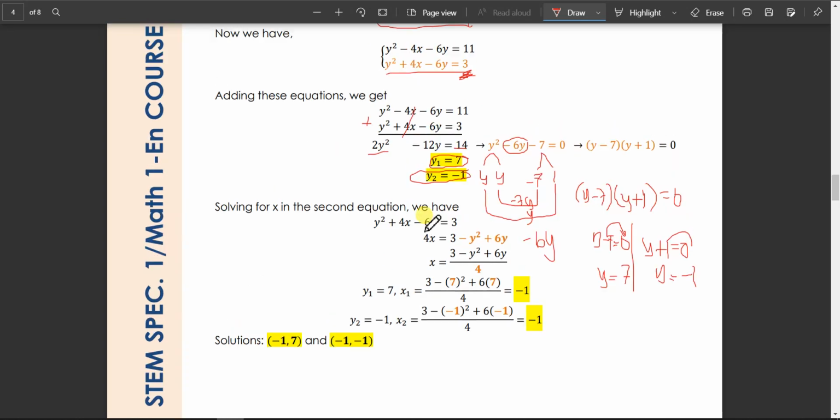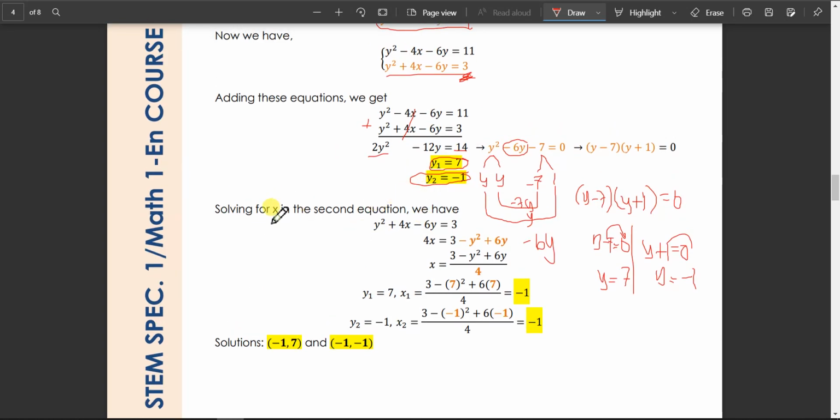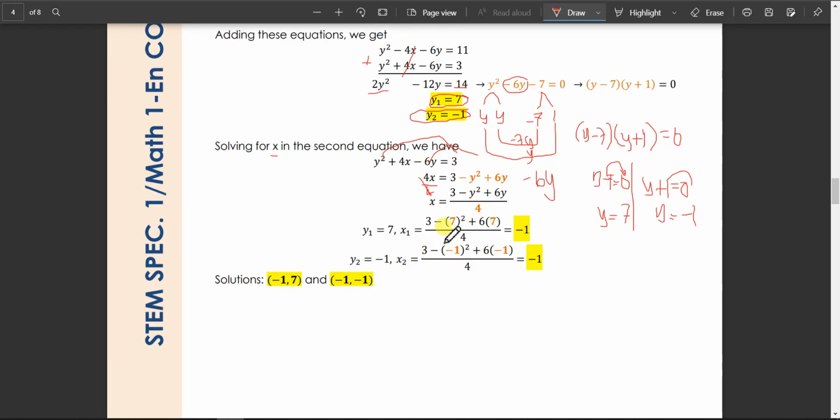Then since y is given, we are going to solve for x. So all the y terms, we are going to transfer to the other side of our equation. So the y squared becomes negative y squared, and the negative 6y becomes positive 6y. Then we divide by 4, both sides of our equation. Then what remains on the other side is x. So that is our equation.